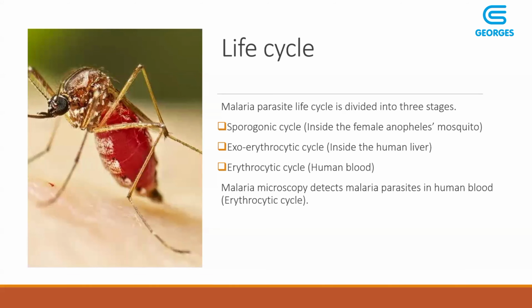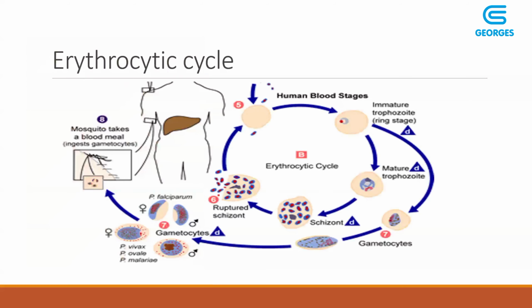The malaria life cycle is divided into three stages. We have the sporogenic cycle, which happens inside the female Anopheles mosquito. Then we have the exoerythrocytic cycle, which happens inside the human liver. And then we have the erythrocytic cycle, which is in human peripheral blood. Malaria microscopy basically detects malaria parasites that are inside the human peripheral blood, in the third cycle, the erythrocytic cycle.